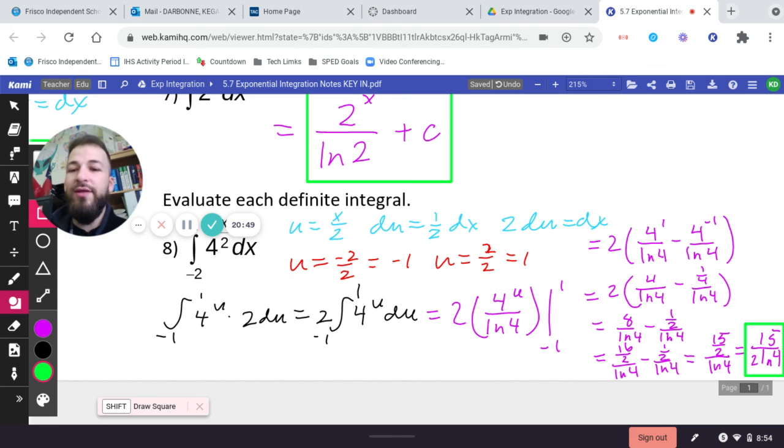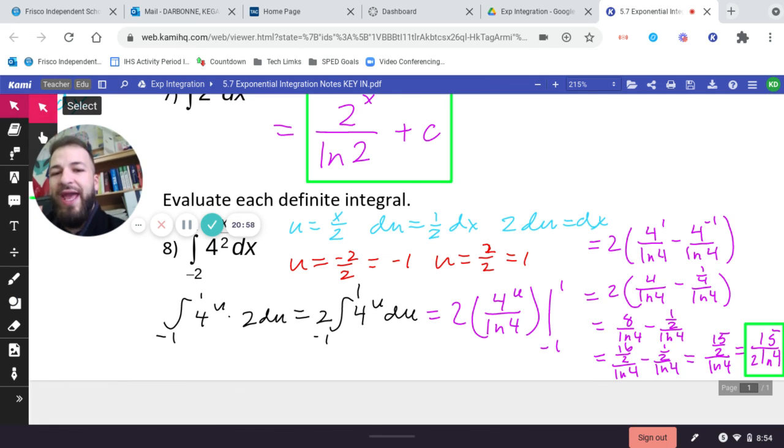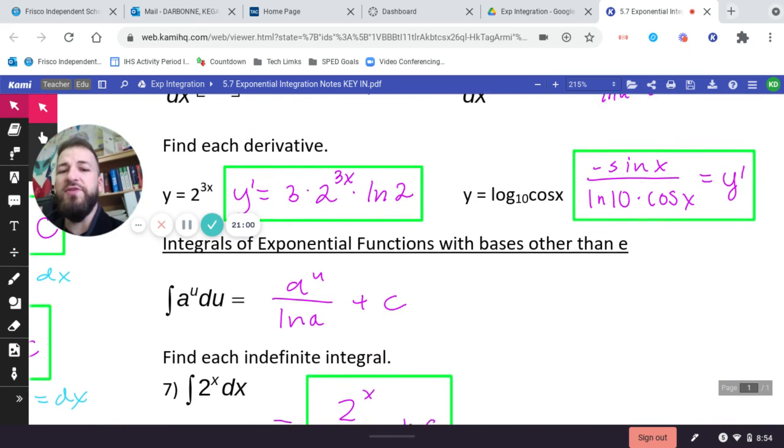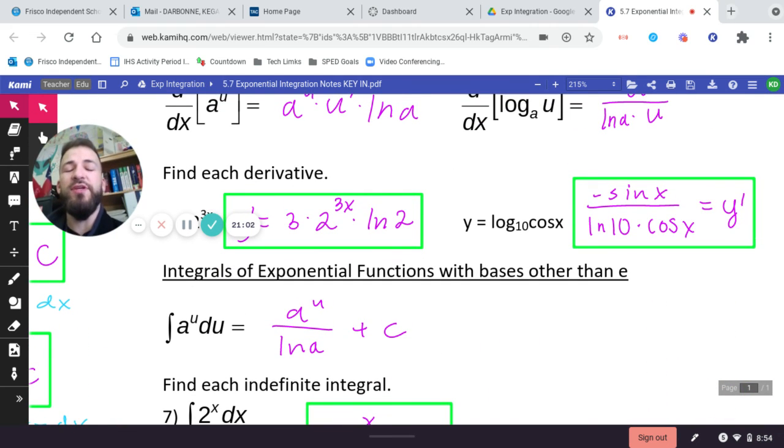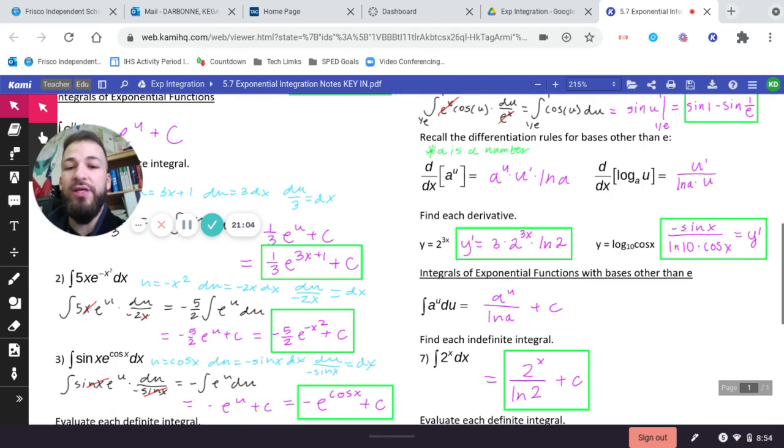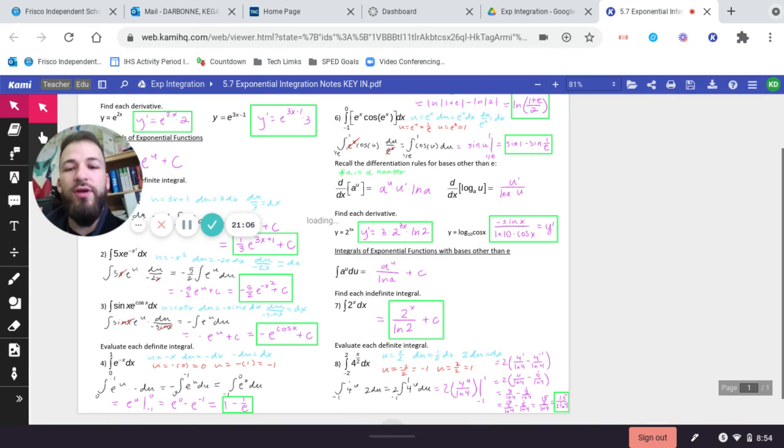But with that being said, y'all, that is exponential integration. Pretty straightforward. I don't want you to freak out too much about these last couple with a's. If you're like, Mr. Arbone, I don't really feel super great about those, just like they are with derivatives, they're pretty obscure. They're not going to show up a bunch. So the biggest thing is if you can do your e's.